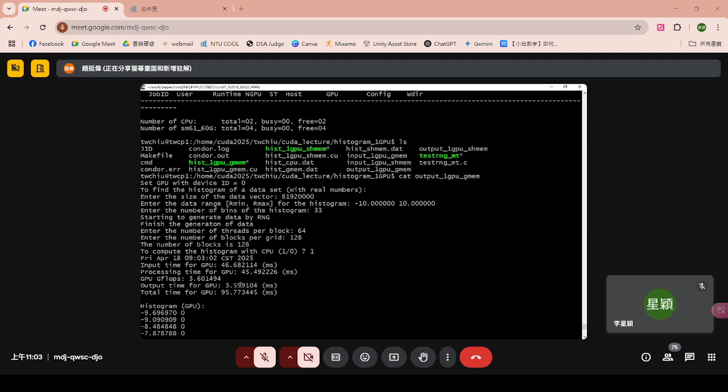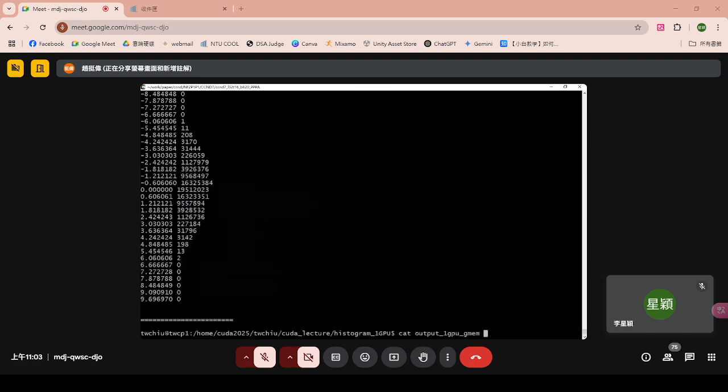The input time is a lot because there are so many entries, so it's a lot of data. The output is a histogram, which is not so many. So the total time is 95 milliseconds, and the histogram is this.